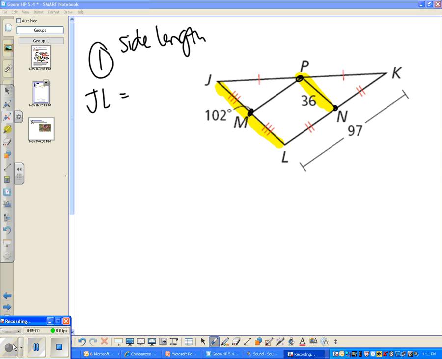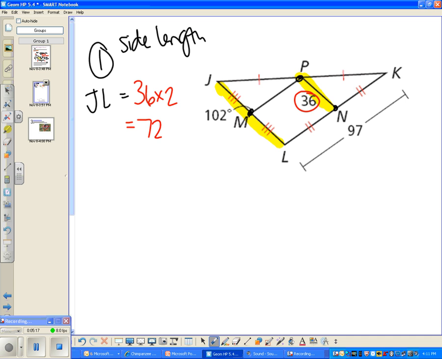All right, so if I ask you for side length JL, you look at its midsegment, and we know that the midsegment is shorter. So if you take this midsegment and multiply it by 2, that's going to give you the side length of JL. The opposite side is bigger and it's double. So that means JL is going to be 72 of whatever units, I guess, since they didn't give us anything. So that's one type of question I could ask you.